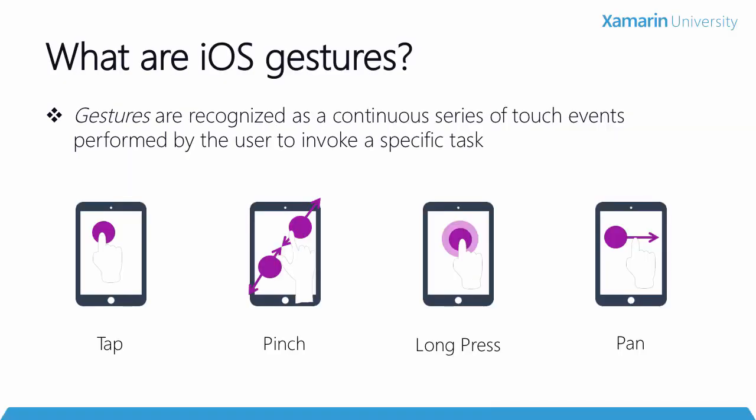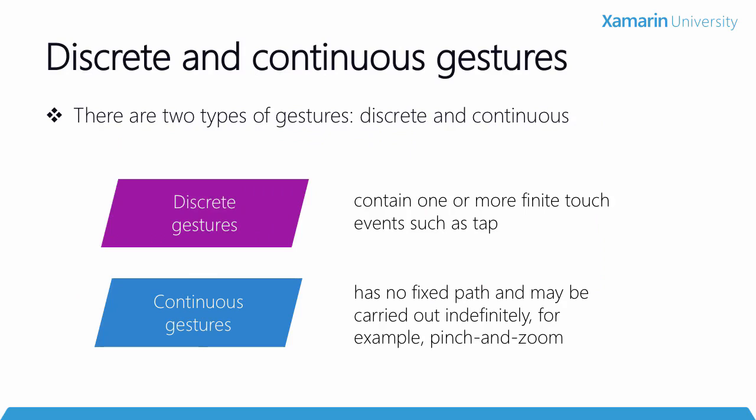So gestures are a continuous series of touch events performed by the user to invoke a specific task. And again, you're probably familiar with many of the common gestures. And so often when using gestures, we're less concerned with the individual phases. And what we really want to know is, what gesture is being performed and has it been completed? And before we go into the mechanics of working with gestures, I wanted to talk a little bit more about the theory of gestures. And in iOS, we have 2 types.